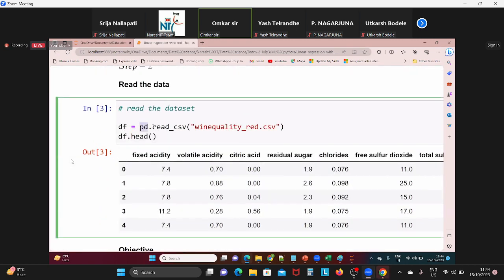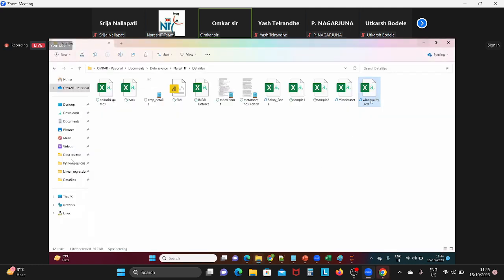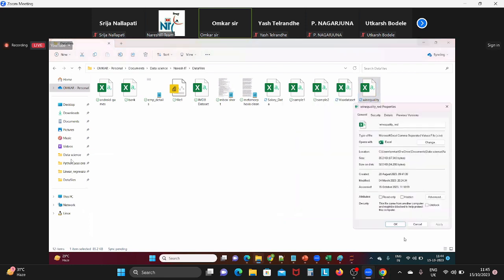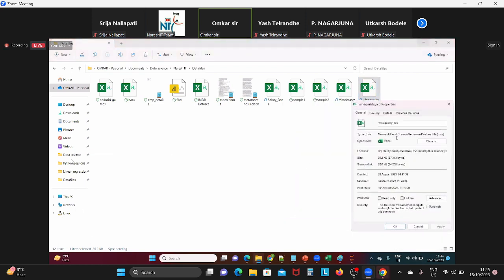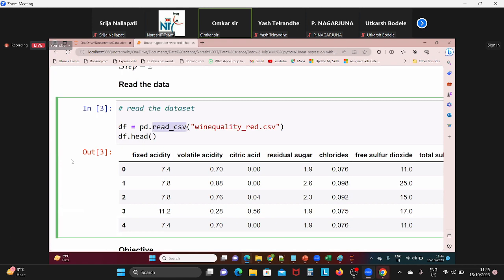Now to read the data, we use pd.read with the file. What is the type of file? Go to properties and tell me what type of file it is. It is a CSV file. So what we are doing here is read CSV.